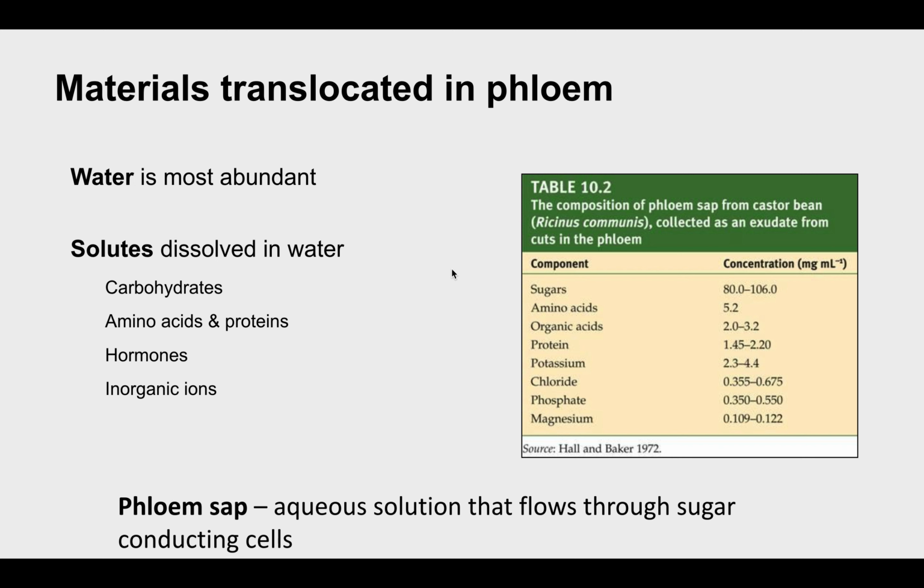In this image here, you can see that there are a lot of things that can be dissolved and be a part of the phloem sap here, but sugar is overwhelmingly going to be the majority of what we find in the phloem sap.